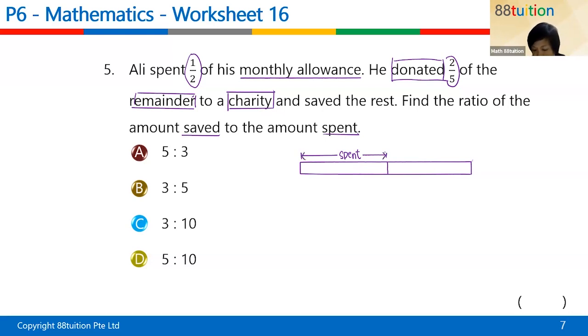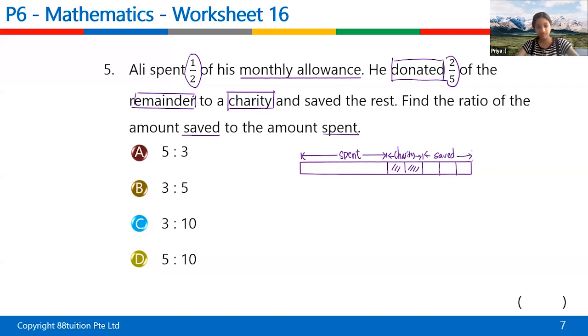He donated 2/5 of the remainder. So you must have 5 units here. 1, 2, 3, 4, 5. So he will move this to the charity. Donate. Okay, so this is the charity here. The 5th. And then he saved the rest. Can also put 5 boxes in the spend. Yes, clever. So 5 boxes in the spend.